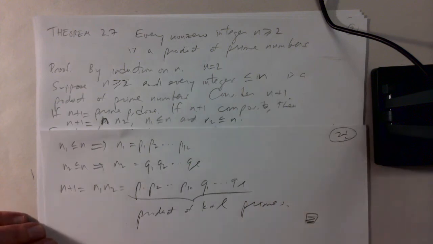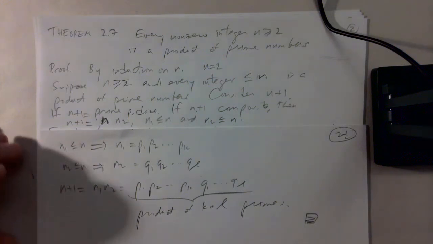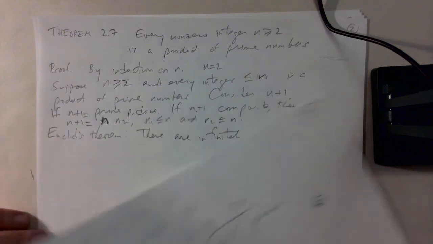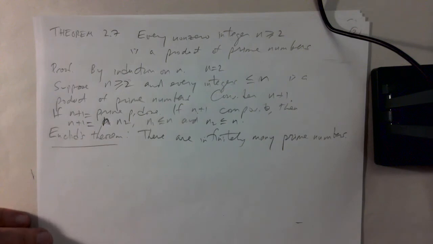So that's the proof of the easy half of the fundamental theorem of arithmetic. Every integer is a product of prime numbers. What remains to be proven is that every integer is uniquely a product of prime numbers. And for that, we need to go back to Euclid.